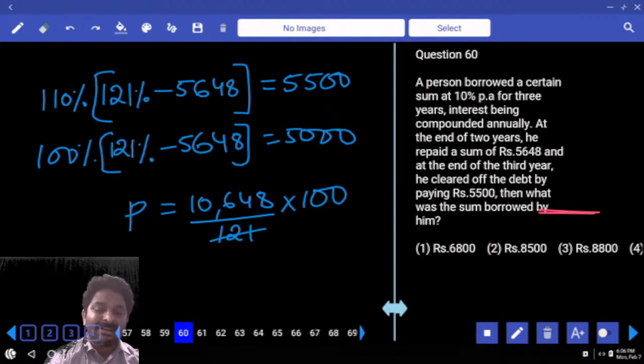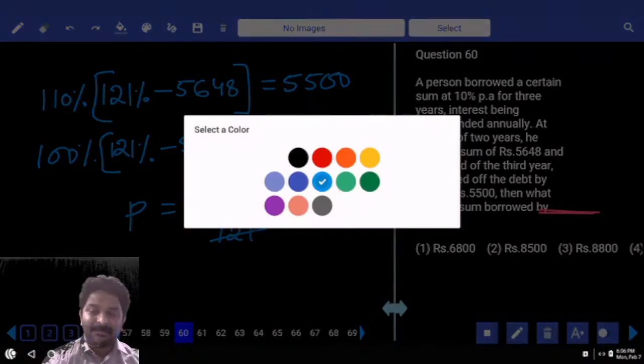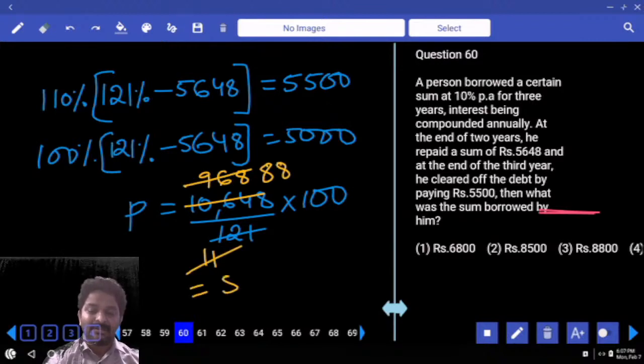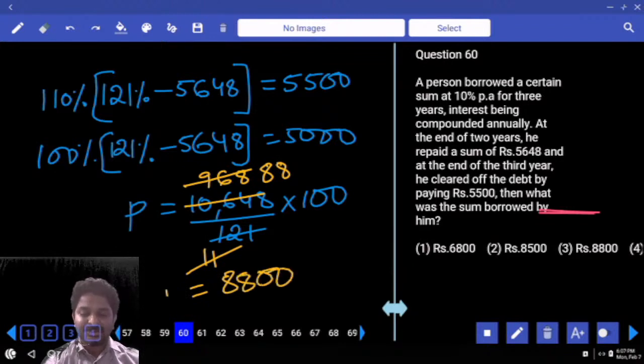121, 11 times, cancellation with 11. 11, 9 times, 7 and then 4, 74. 6 times and then 8. 11 how many times? 8 times and again 8 times. So that is equal to 8800, which is the principal. That's all.